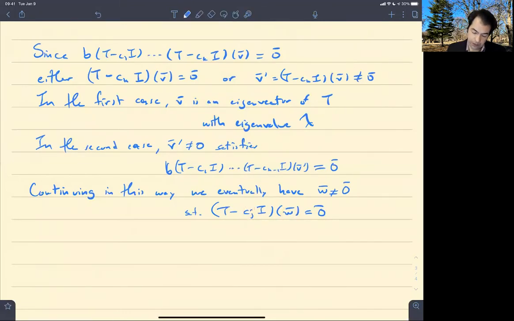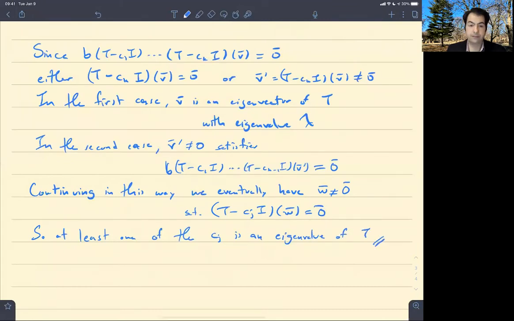So at least one of the cj is an eigenvalue of T. And that's what we wanted to show: T has eigenvalues.